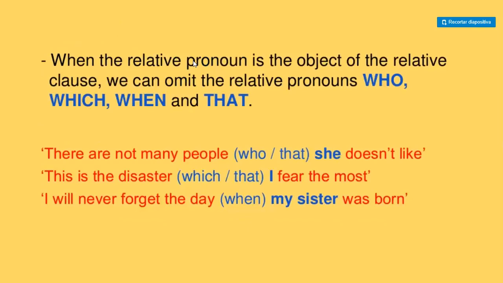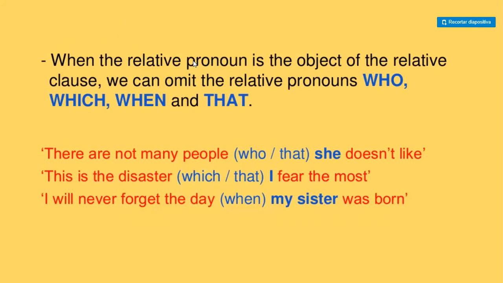Then, when a relative pronoun is the object of the relative clause, we can omit the relative pronouns who, which, when, and that. Here are some examples. There are not many people who or that she doesn't like. This is the disaster which or that I fear the most. I will never forget the day when my sister was born.